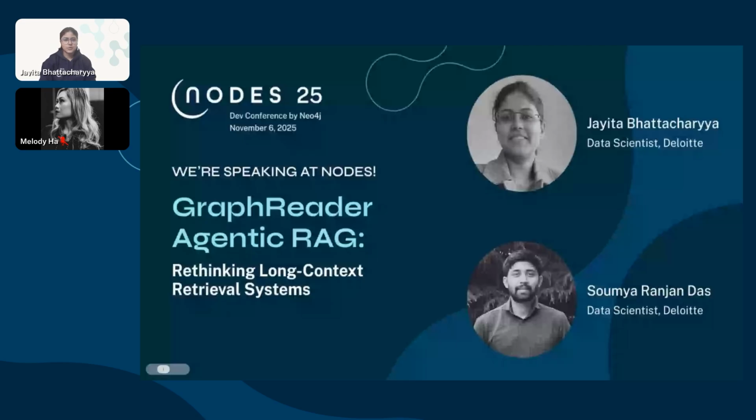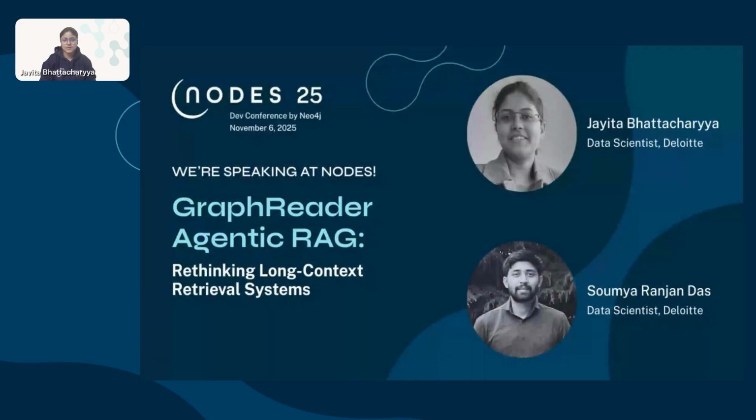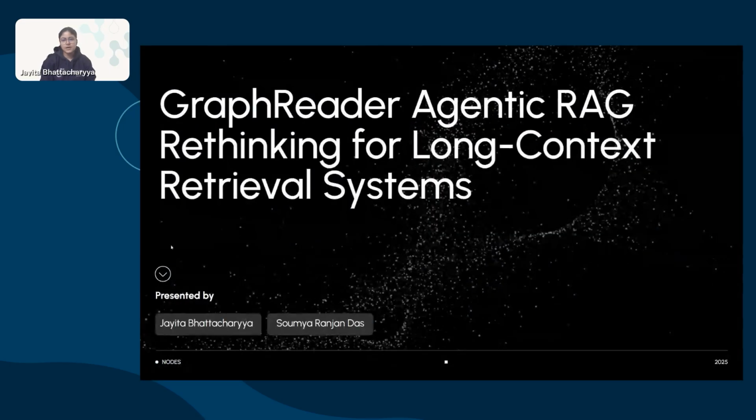Okay. Hey everyone, thank you for joining in, and we're going to discuss a very interesting topic today called GraphReader Agentic RAG Rethinking Long Context Retrieval Systems. This is a research paper implementation with the same name, GraphReader, that came out around last year in November by some of the researchers at Alibaba Group and other institutes.